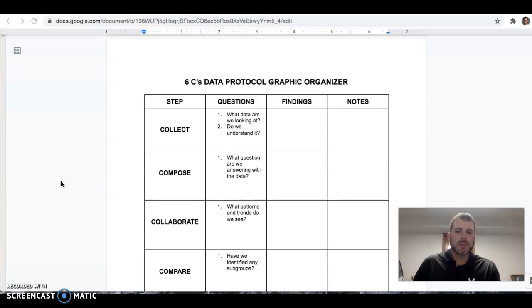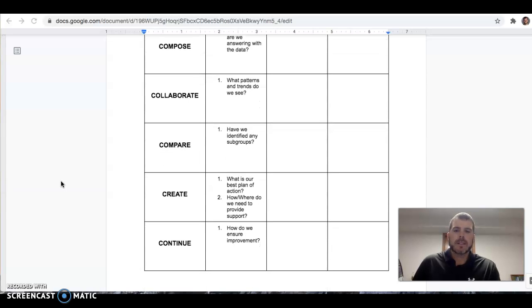Step two, compose. What question are we answering with the data? We can record our findings and any notes. Collaborate. What patterns and trends do we see? Compare. Have we identified any subgroups? Create. What is our best plan of action? How and where do we need to provide support? And last, continue. How do we ensure improvement throughout this whole process?